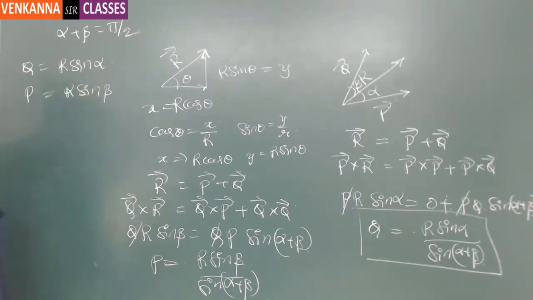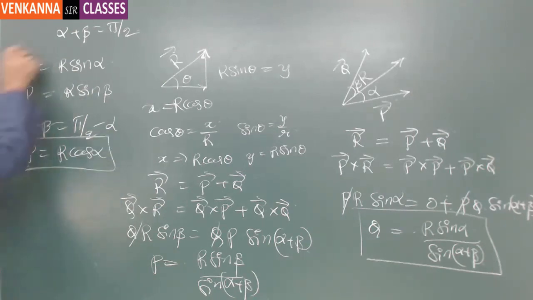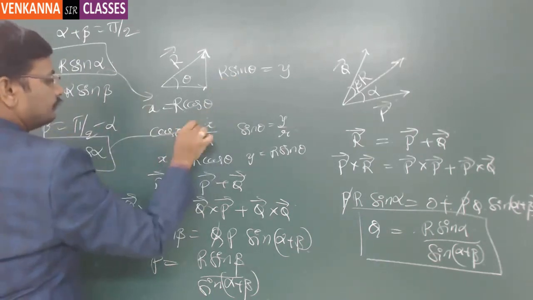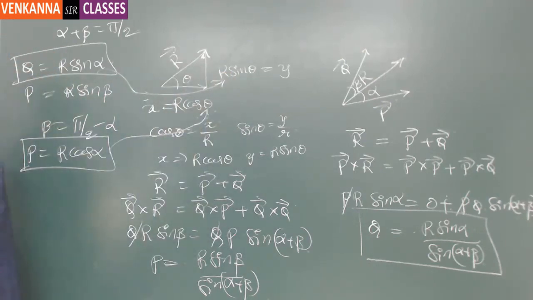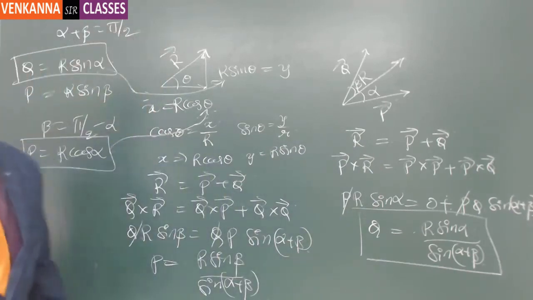If alpha plus beta equals 90 degrees, beta can be replaced by pi by 2 minus alpha. Now if you replace it here, sin of pi by 2 minus alpha is cos alpha. So p is equal to r cos alpha. This is how we divide the vector into the horizontal component and the vertical component. Got it? This is one particular case, and this is the general case. Fine, you can note this down.